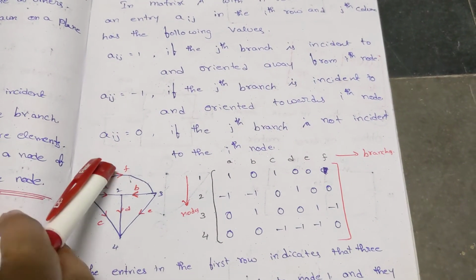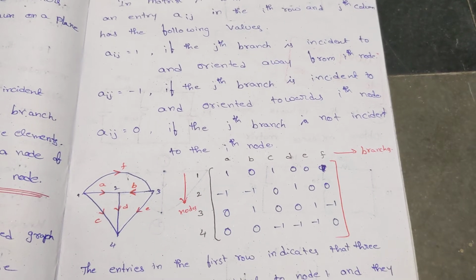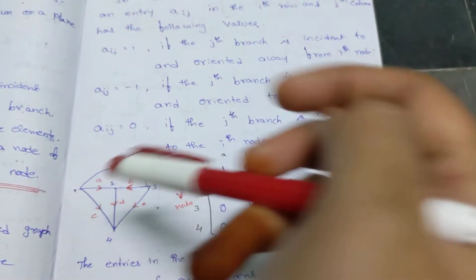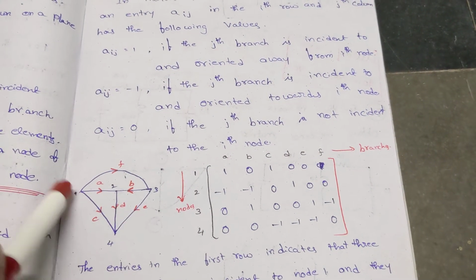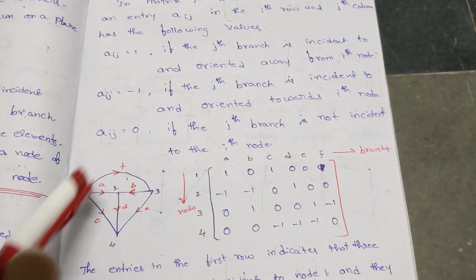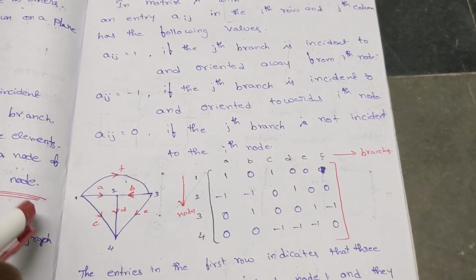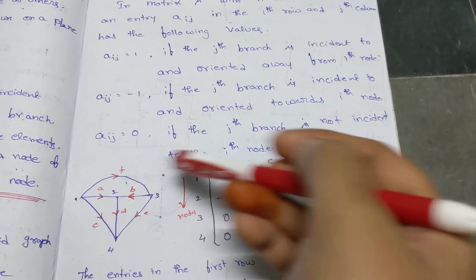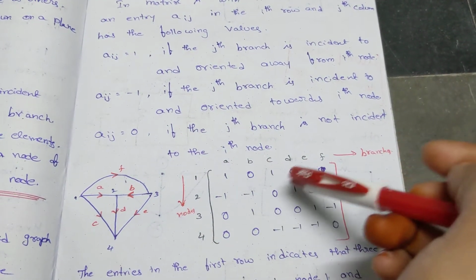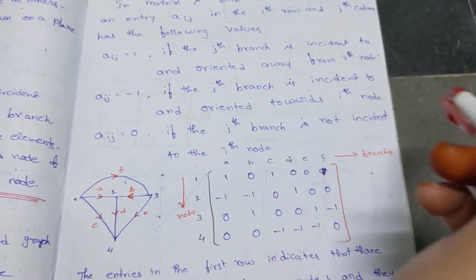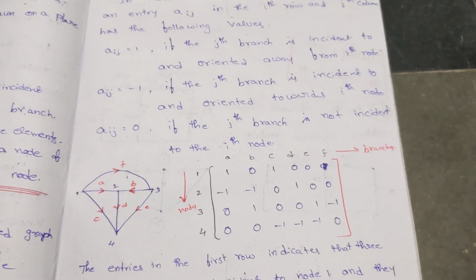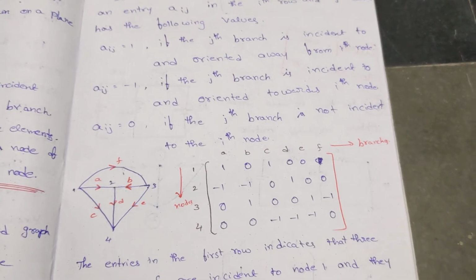So at node 1, only these three branches are available. B, D, E are not at all related to node 1, that is, they are not incident and not available at node 1. Whatever branches are not available at that node, we consider as 0. Next, if it is available, we say whether it is plus or minus based upon the direction. If it is not available, directly we put 0.